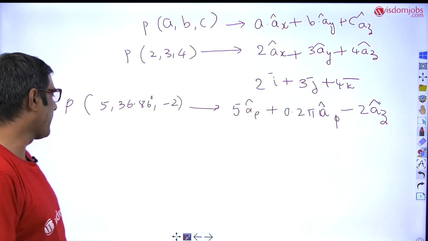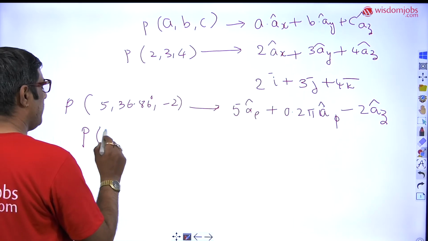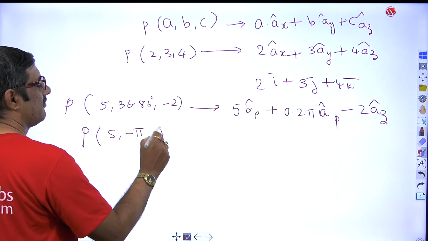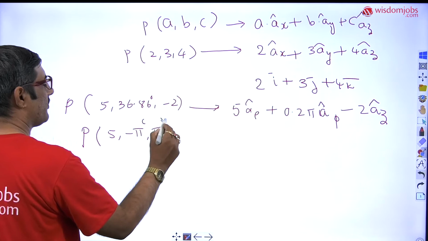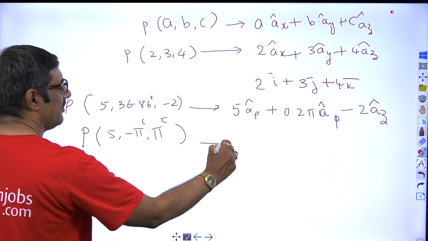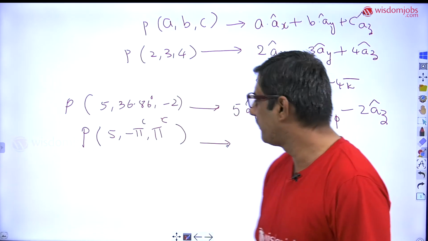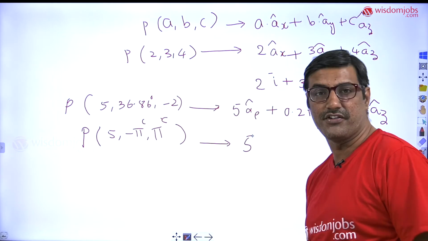Next, if I take the spherical coordinate system, let me say (5, -pi, +pi). Of course, these two are in radians. So what would be the position vector representation for this point? It would be 5... What are the unit vectors in the spherical coordinate system?